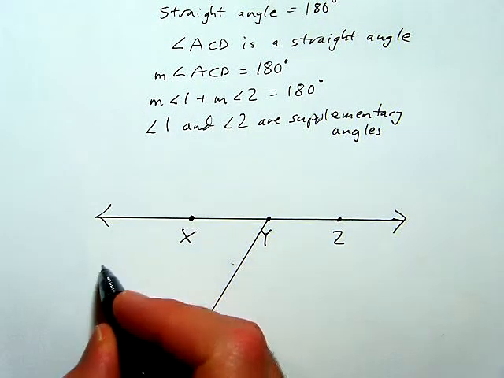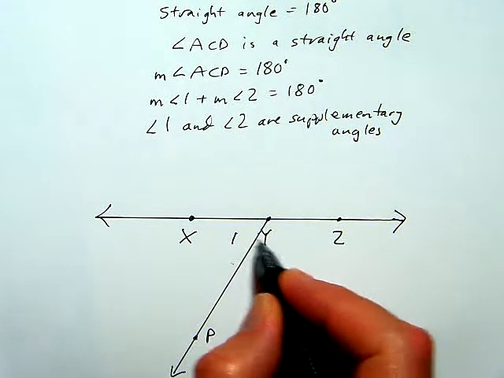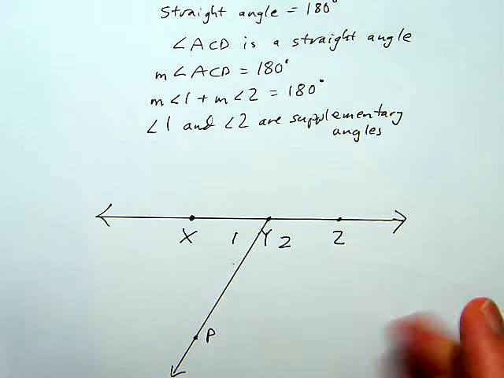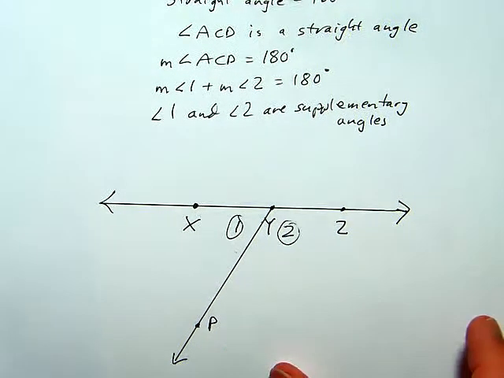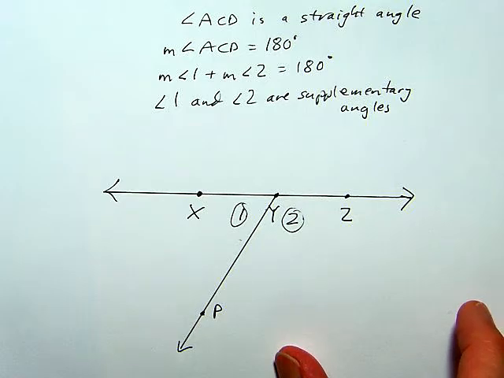Let me call this angle 1 and this angle 2. The 2 new angles I created, let me call them 1 and 2. I'll sort of circle them so you could see them apart from the letters of the lines. And again, I've created 2 supplementary angles.